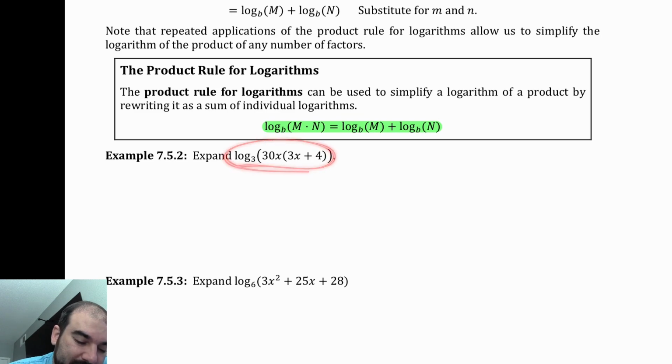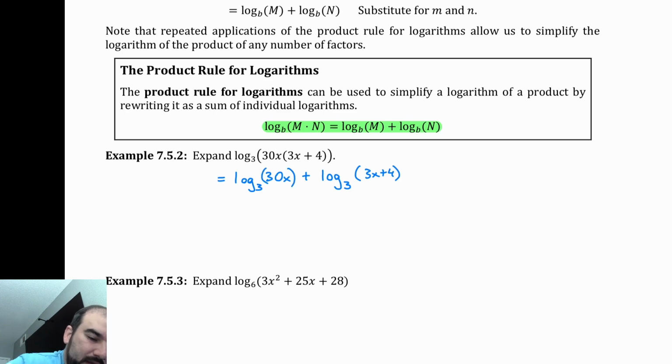something like this, I find what things are multiplied together in here, and I split at the product. So this we can split as log base 3 of 30x plus log base 3 of 3x plus 4. Right, so I can take this product here, the 30x times the parenthesis, and split into multiple logs added together. Right, that's the easy split.